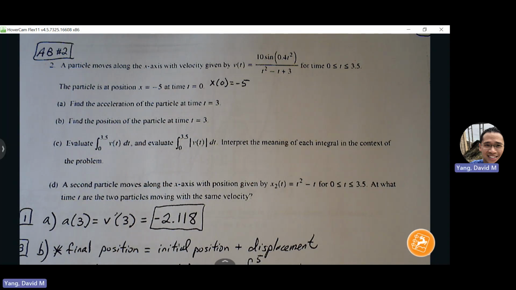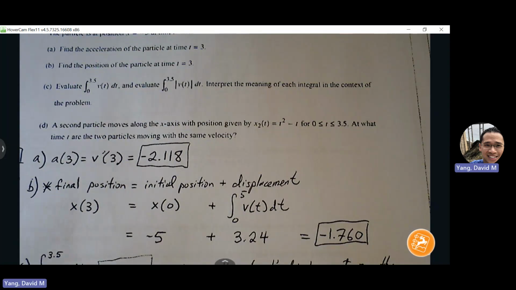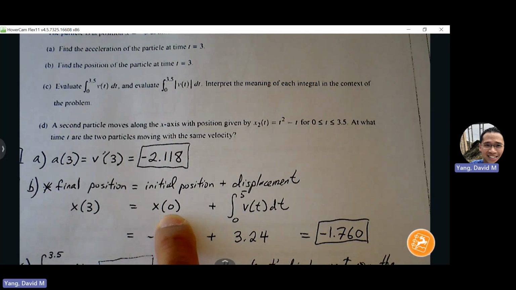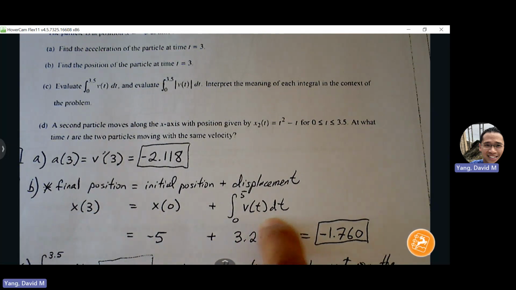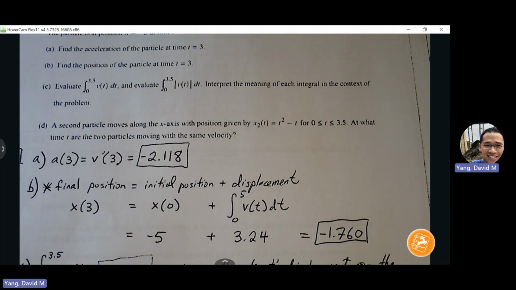Okay, find the position of the particle. If I have my initial position and my velocity, I know position equals initial plus displacement. I'm looking for the position at 3. I have my starting position at 0. I want to figure out how much progress I made between 0 and 5. The calculator can help us get that displacement. -5 plus 3.24, and then -1.76.